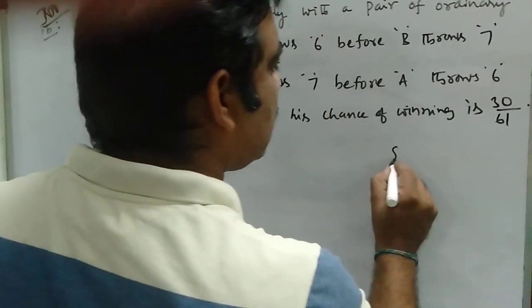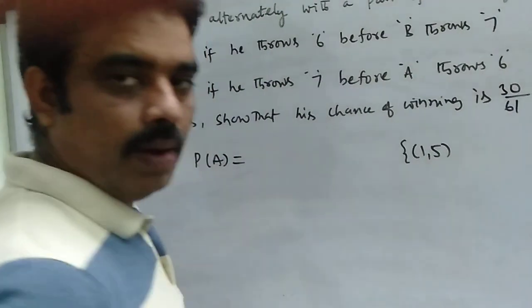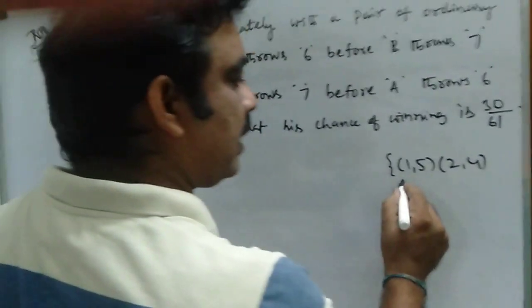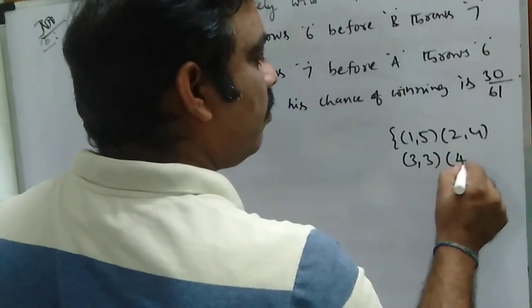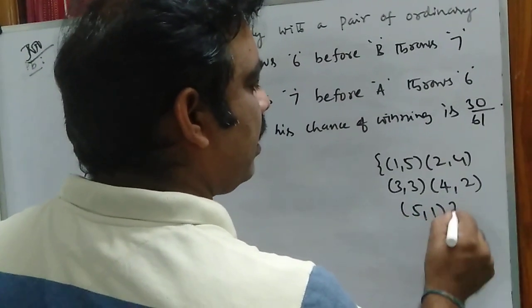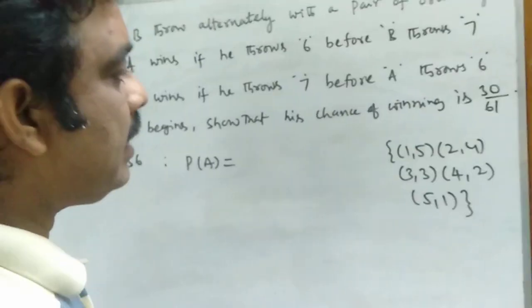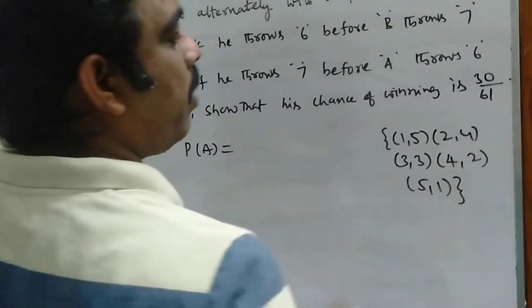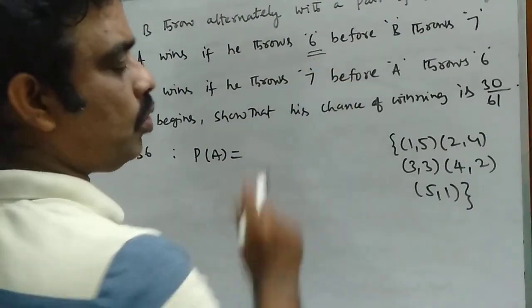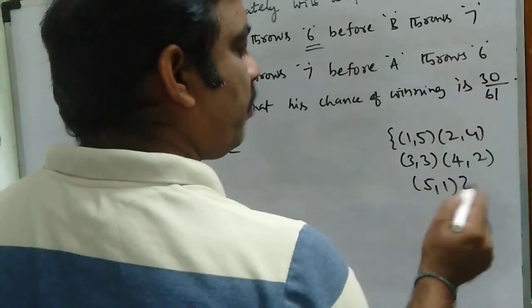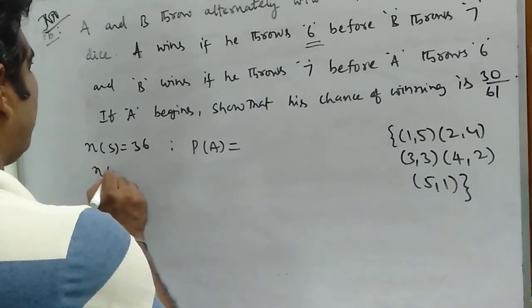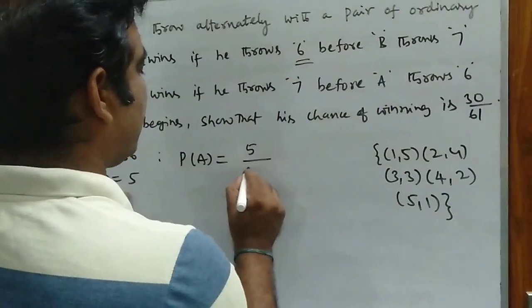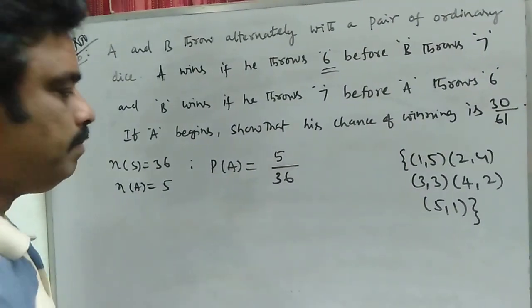To throw 6, the possible cases are 1, 5, since 1 plus 5 is equal to 6, or 2, 4, since 2 plus 4 is equal to 6, or 3, 3, 4, 2, or 5, 1. So there are 5 points with the sum 6: 1 5, 2 4, 3 3, 4 2, 5 1. So the number of sample points n of A is equal to 5. So the probability is equal to favorable number of cases by total number of cases.